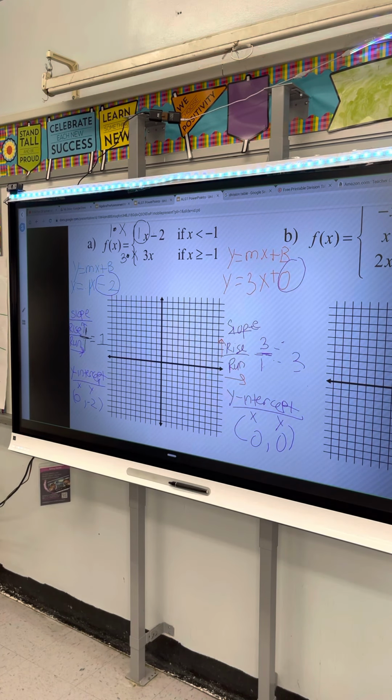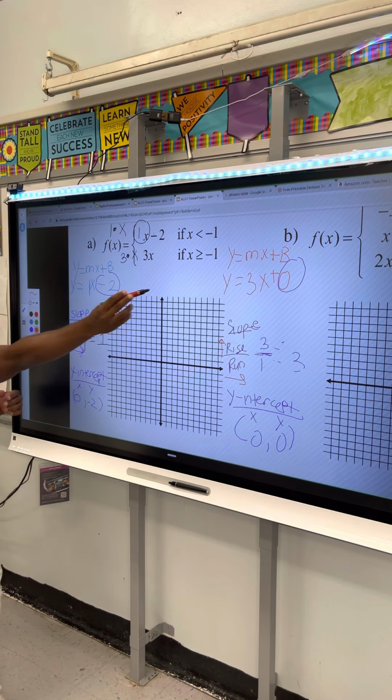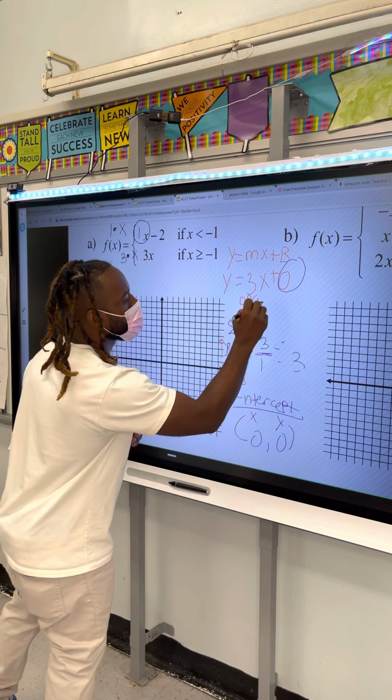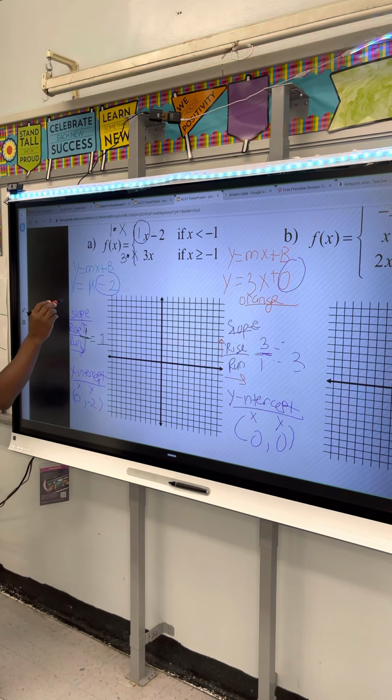And I'm going to take pictures of these and email them to you guys. Everything's going to be here. Now that we have this information, we can graph. So I'm going to use 2 different colors. I'm going to use orange for this. And what color should I use for this? Something bright that can stand out. You have red? Yeah, red.